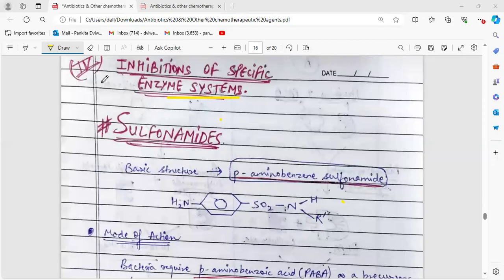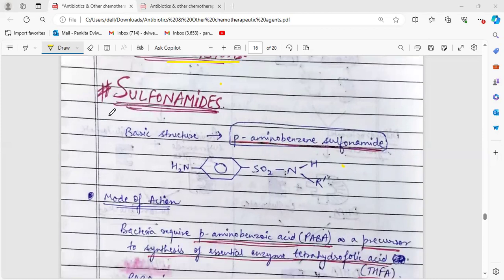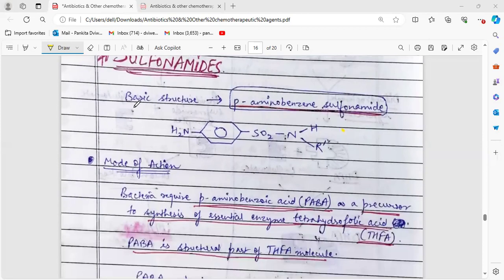So the revision topic for this video is mode of action of antibiotics through the inhibition of specific enzyme systems. First kind of antibiotic here are the sulfonamides. Sulfonamides, the basic structure of sulfonamide includes the p-aminobenzene sulfonamide structure.